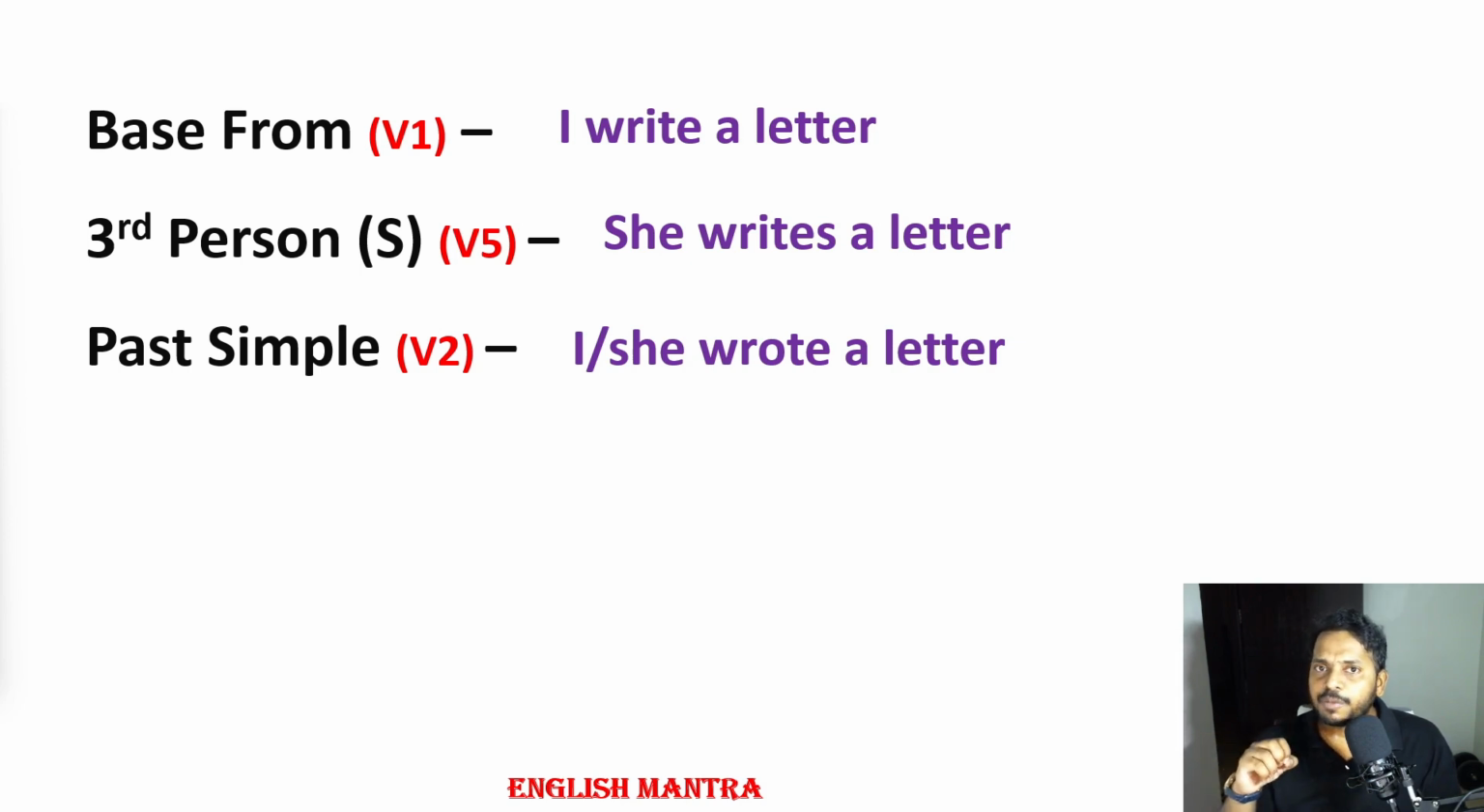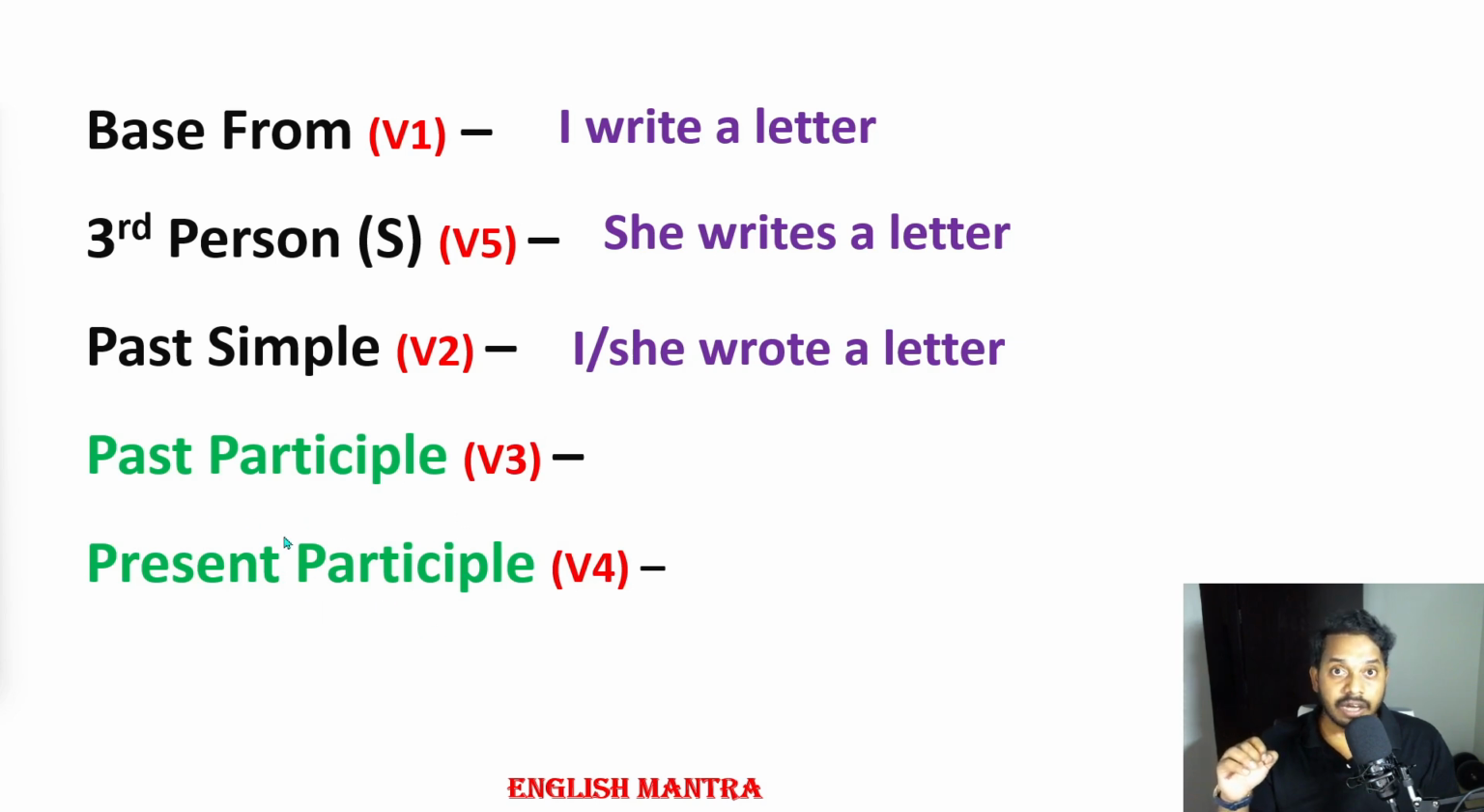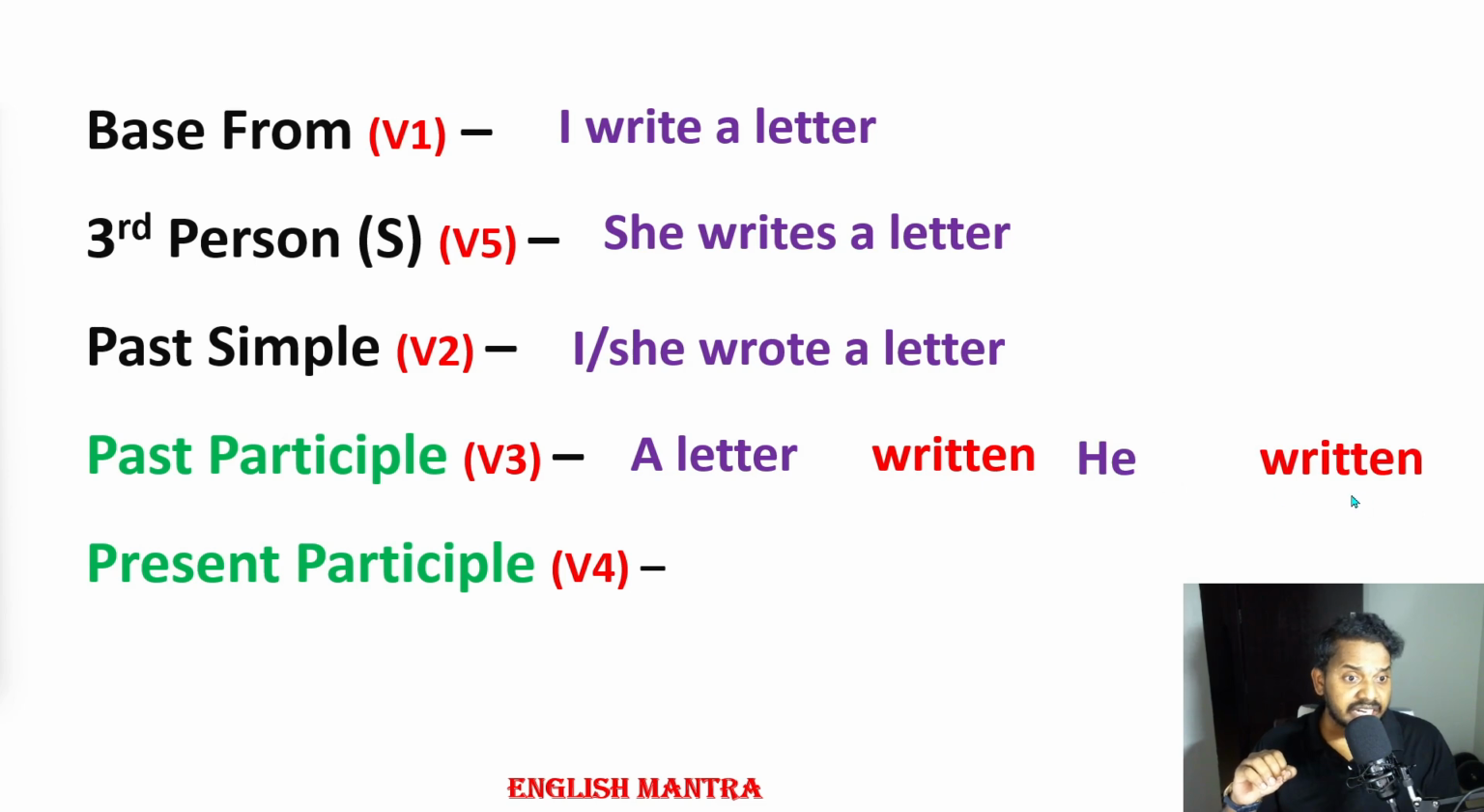But what about the remaining two verb forms? We have 5 verb forms, right? V1, V2, V3, V4, V5. What about this? They are called participle forms. One is past participle form, which is V3. Second one is present participle form, which is V4. Can we use them without be forms? Can I say a letter written or he written? No, I can't say. Whenever you are using any participle form, you must place a be form or have form.